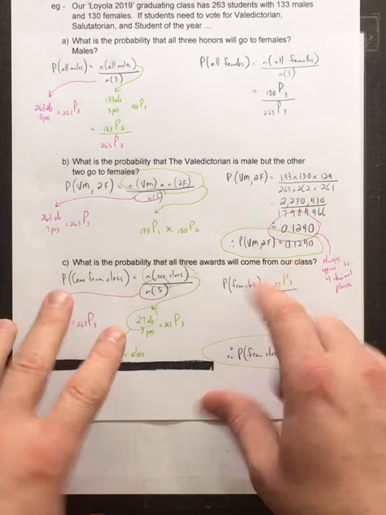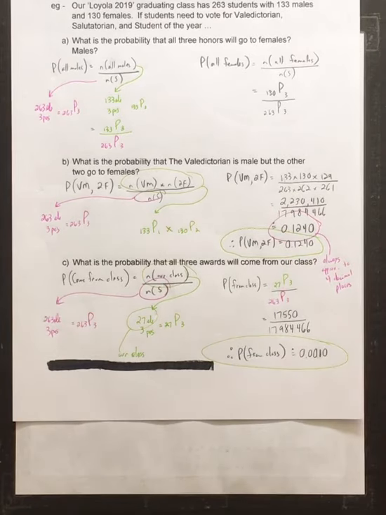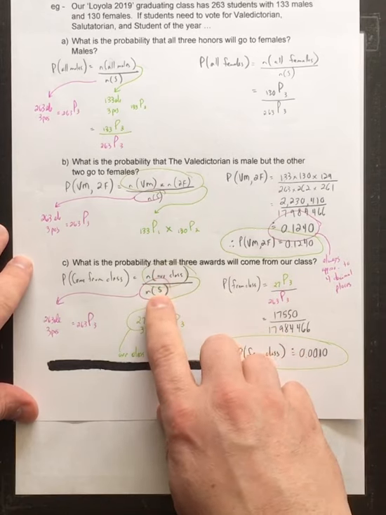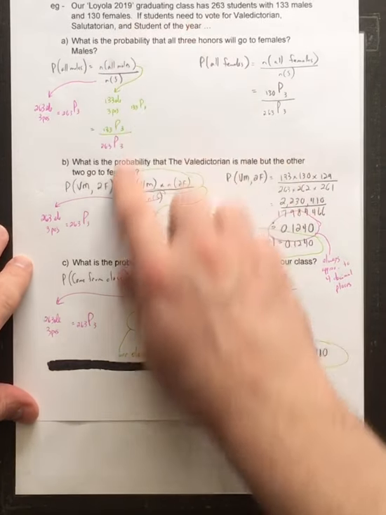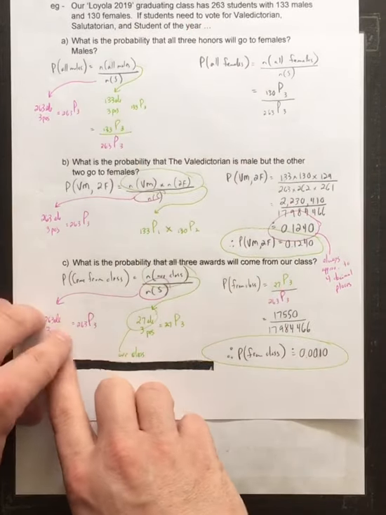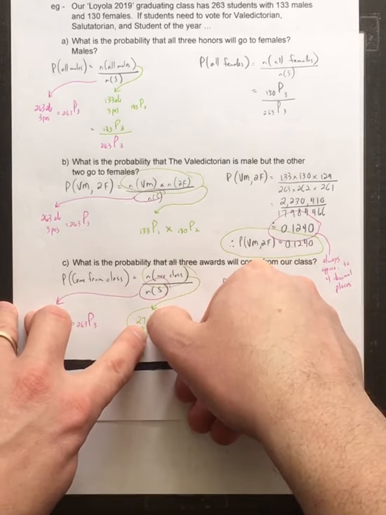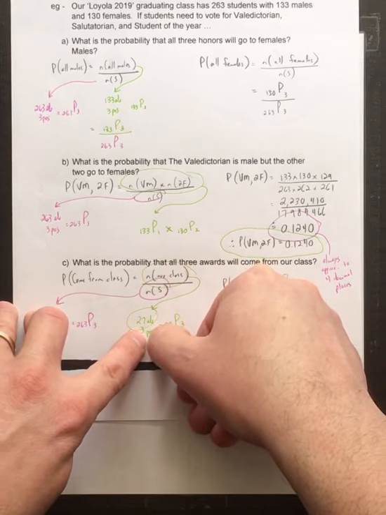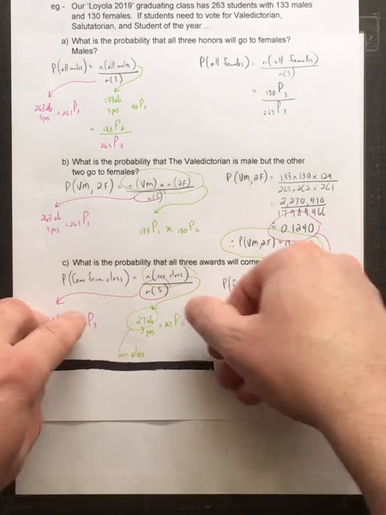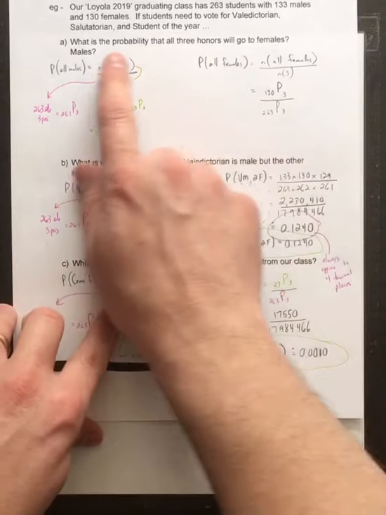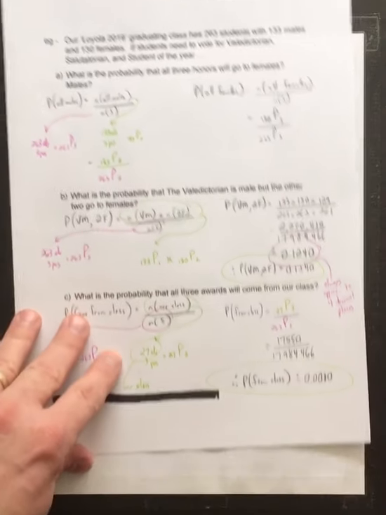For C, what is the probability that all 3 awards will come from our class? Okay, well, we have to have a size of our class. That's an important feature. It's not really included in this question, so I guess this would be a question that would vary from year to year if I was to use the same notes. So again, we've got the same NS, if we have the same 263 students, so 263 P3. And let's say that we had 27 students in the class. Okay, it'd be 27 elements P3. Again, positions are important because we still have valedictorian, salutatorian, and student of the year.